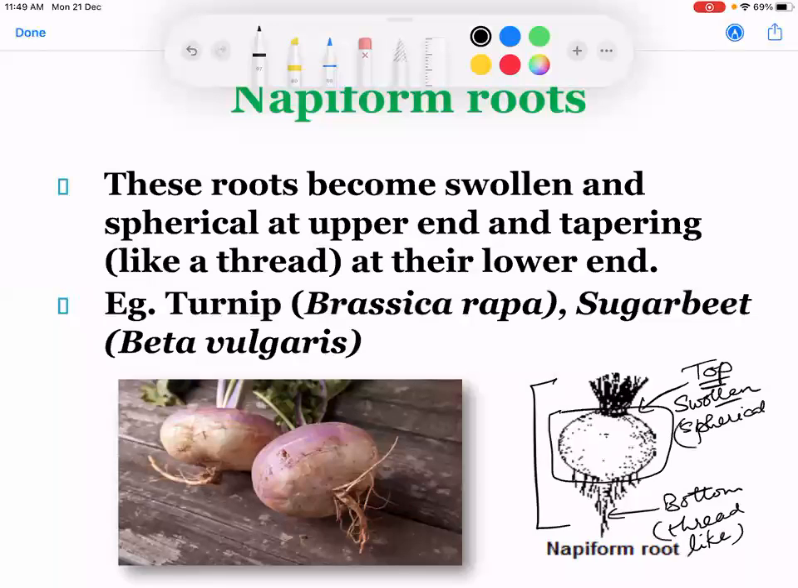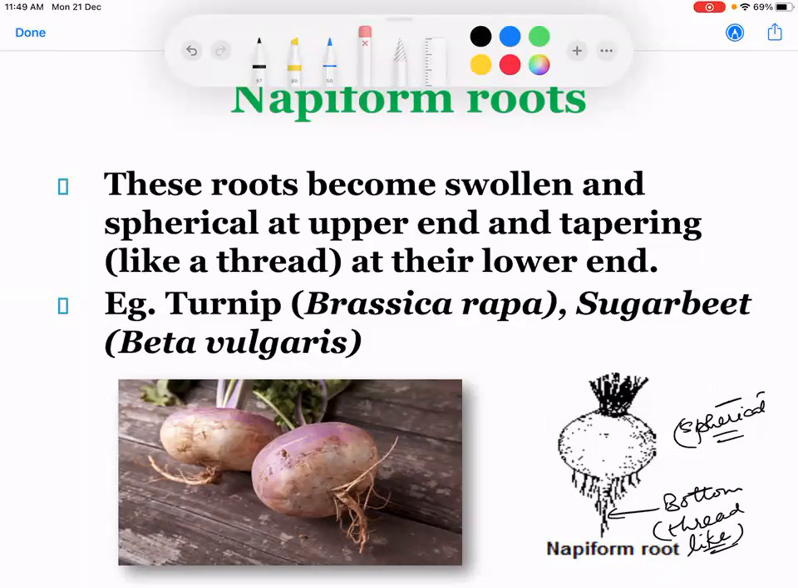On the top, they are spherical, and at the bottom, it has a thread-like structure. This kind of special design for storing food in the primary root is known as Napiform root. Examples given are the turnip, Brassica rapa, and the sugar beet, Beta vulgaris. These are the two examples given with reference to the Napiform root system.